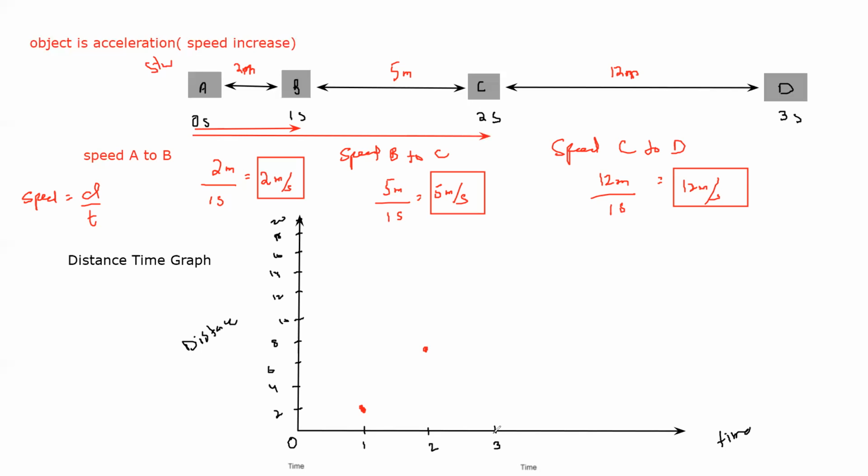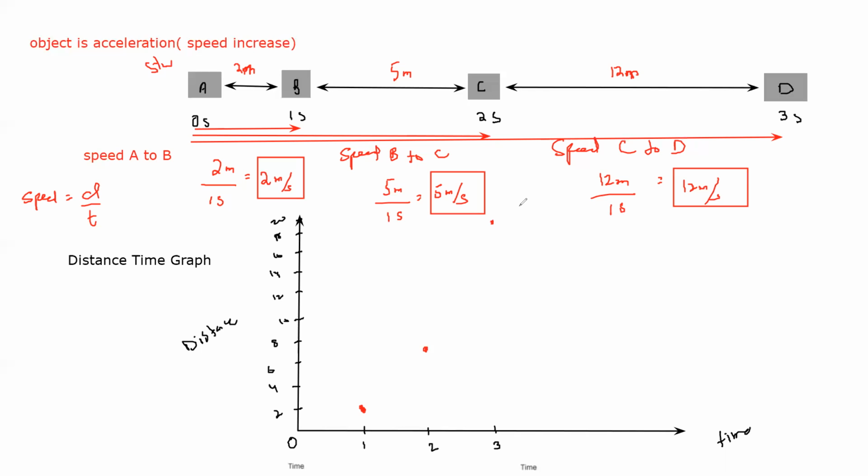Then after 3 seconds, what is the total distance traveled by the object? So 2 plus 5 is 7, and 7 plus 12 is equal to 19. So this object after 3 seconds, the total distance which it covered is equal to 19. So it will be somewhat here.